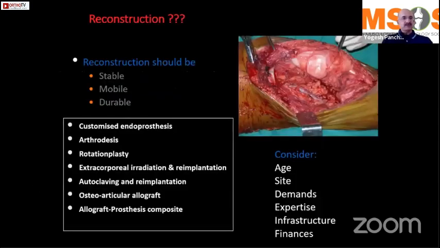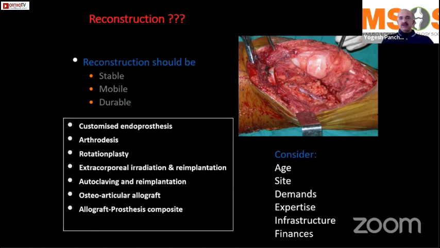So typically when we resect the tumor, there is a large defect, as you can see in the picture, that is left behind. And this particular defect has to be reconstructed. The reconstruction is expected to be stable, mobile, and durable, so as to give the maximum functional outcome to the patient. And there are various methodologies by which we can do this reconstruction. It could be a customized endoprosthesis, or it could be a modular endoprosthesis. It could be arthrodesis, it could be a rotationplasty, or it could be an extracorporeal radiotherapy reimplantation. And we are going to see an example of each and every case in the next few slides.